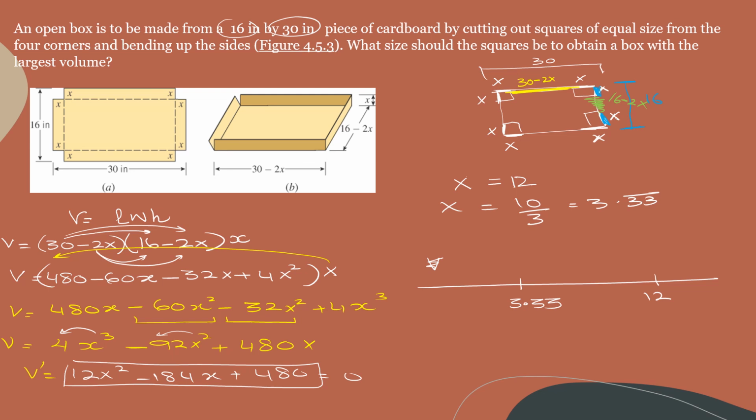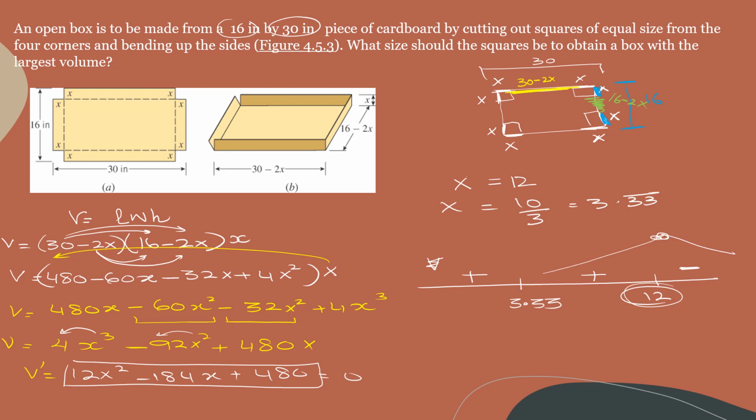Similarly, let's take a value which is less than 3. For example, if I take 1, I will get a positive sign. If I take 5, then again I will get a positive sign. And if I take 13, I will get a negative sign. Which means that from positive to negative, on 12 I have our maximum value.